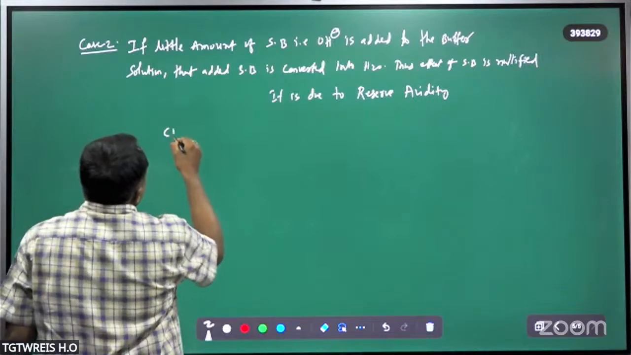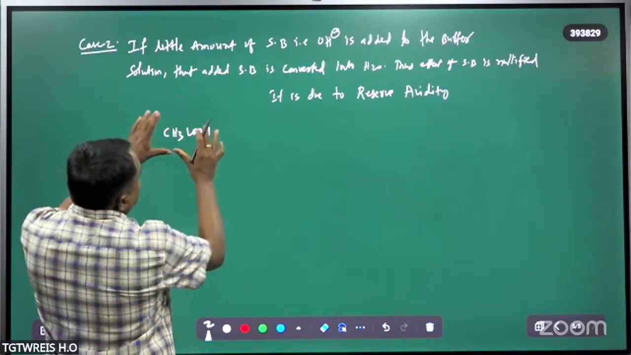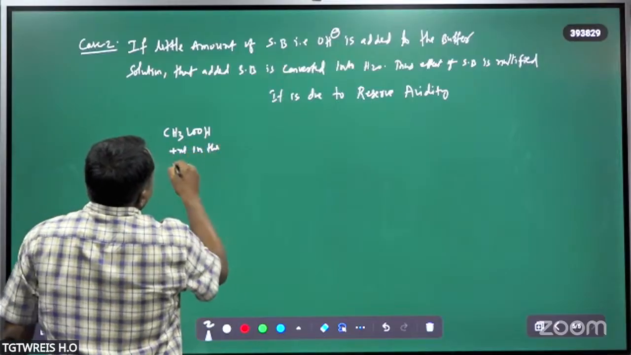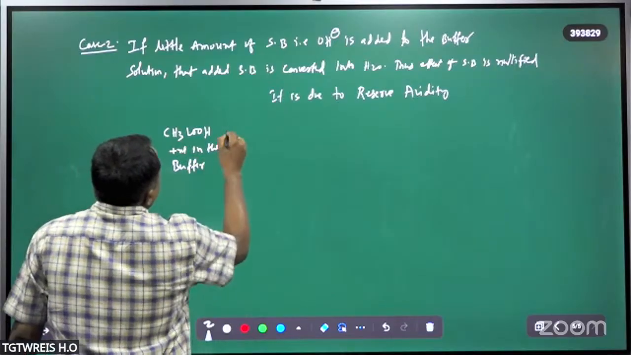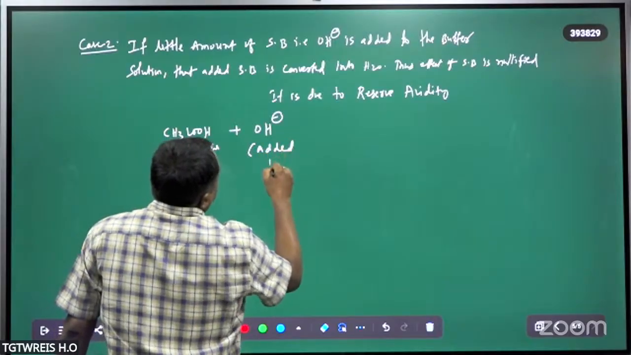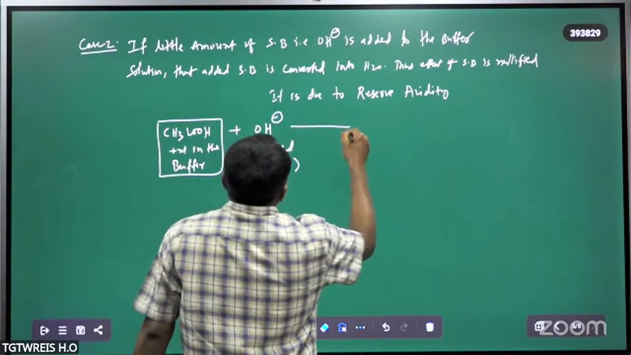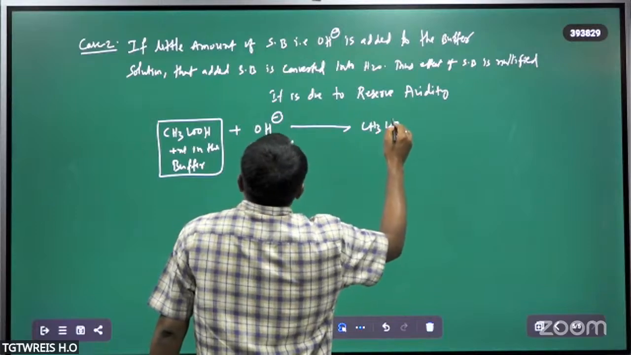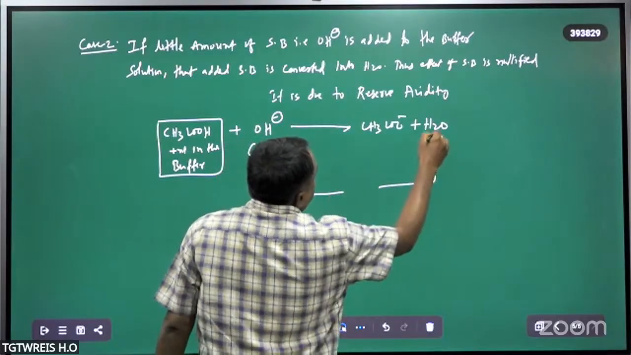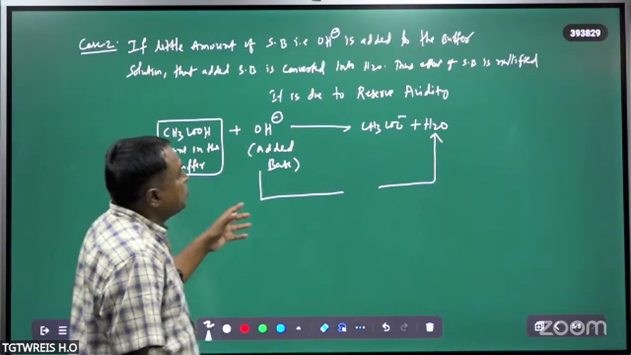So CH3COOH is present in the buffer solution. When this buffer solution reacts with the strong base, this is the added base, the added base converts this acetic acid into CH3COO minus plus water. So this OH minus is converted into water. Therefore, the effect of the strong base is nullified by converting it into water.